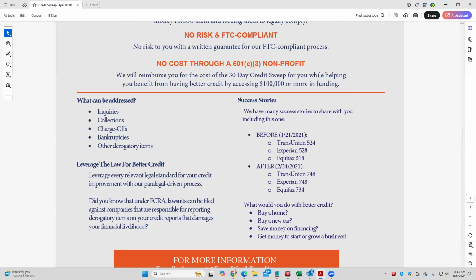Success stories. We've actually been doing this in the background for several years. And this is in fact our very first client. So our first client enrolled January 21st of 2021. So that was about 3.5 years ago. We've had many since then, of course. Baseline TransUnion was 524, Experian 528, Equifax 518. So these are pretty common scores you see for someone who has had a challenge in life. Their personal credit isn't where it needs to be.